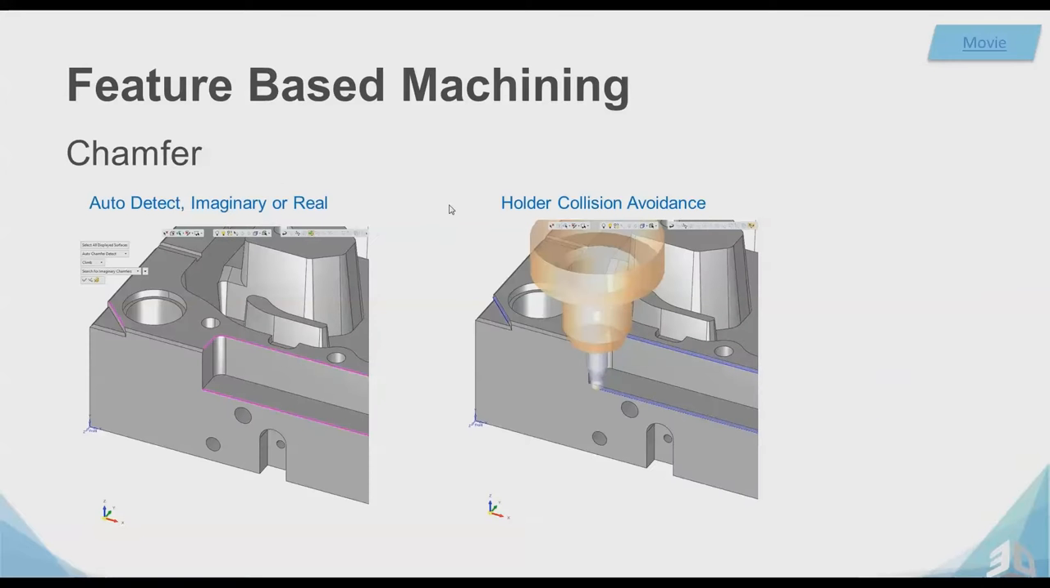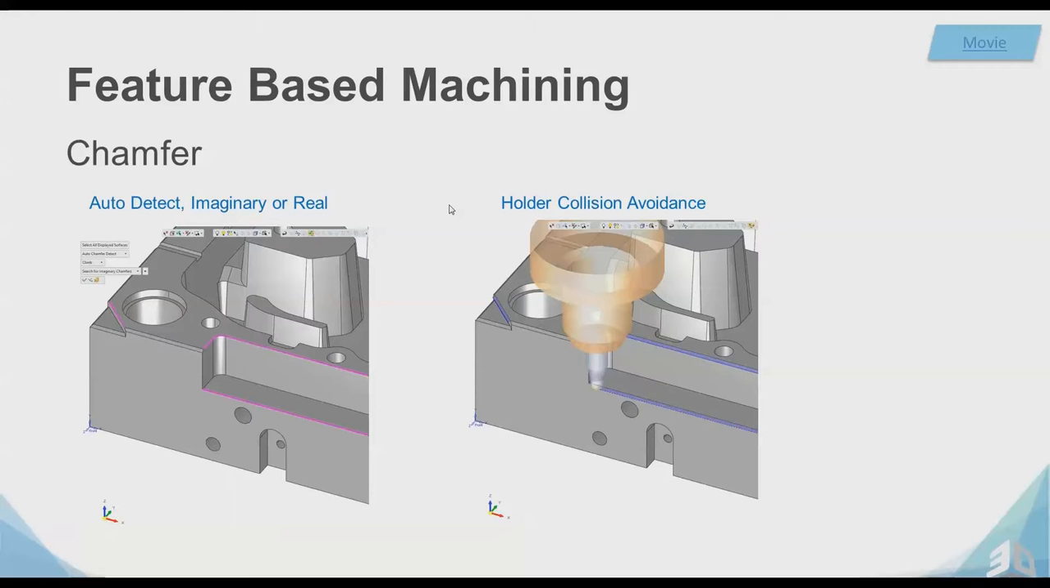Left picture on the chamfering, we have the auto detect. The detection can be on imaginary chamfers or on real chamfers. Imaginary chamfers are actually sharp edges on the job where there is no chamfer, not designed or doesn't exist. And we would like to machine that imaginary chamfer. Other option will be select all the real chamfer and auto-detect those.